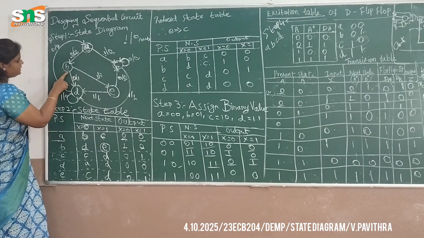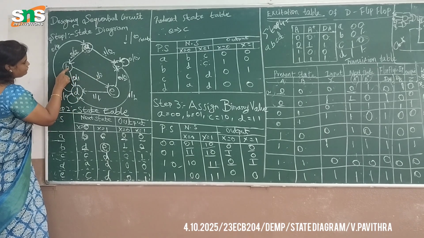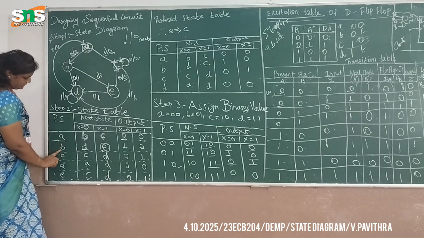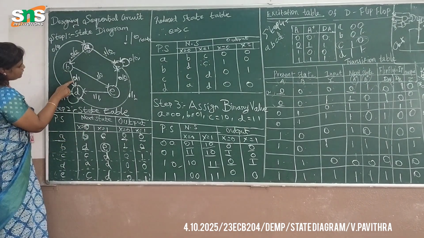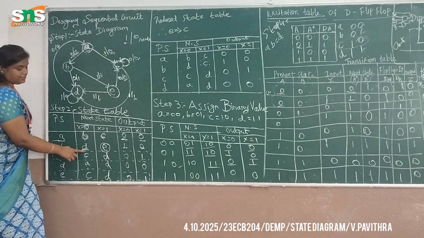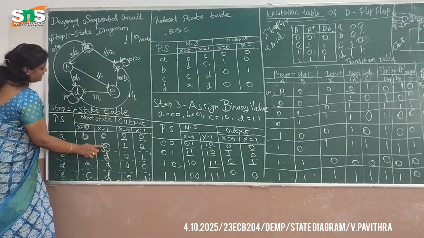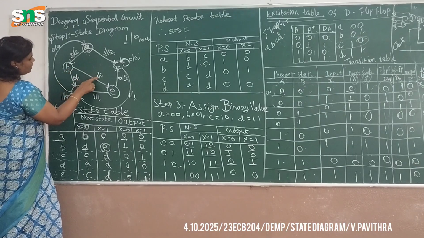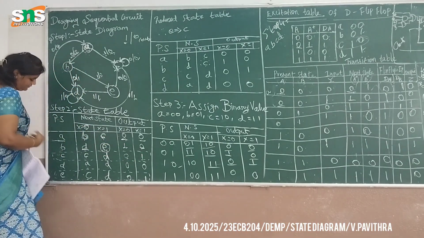Then again I am taking the second step. The B goes to two states. If I take B, when B is equal to 0 the output will be 1, and it is going to D. So I am putting D here. Again, when B is equal to 1, it is going to E. So E. And when B is equal to 1, the output is 0. So 0.